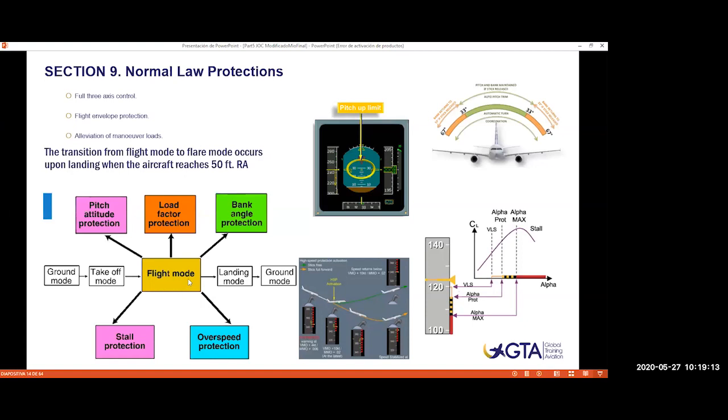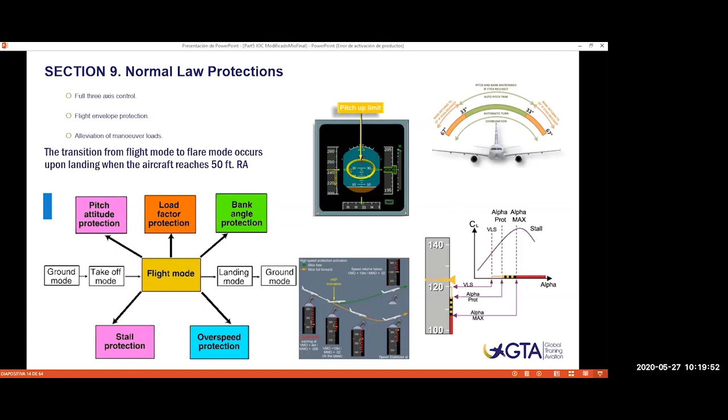The same happens with the stall protection. Why does an aircraft stall? The aircraft stalls not because of the speed, but because of the angle of attack. And there are protections so that you cannot overpass this angle of attack. There is one protection that automatically engages when you try to pass over this. So this aircraft is not able to stall in normal law.